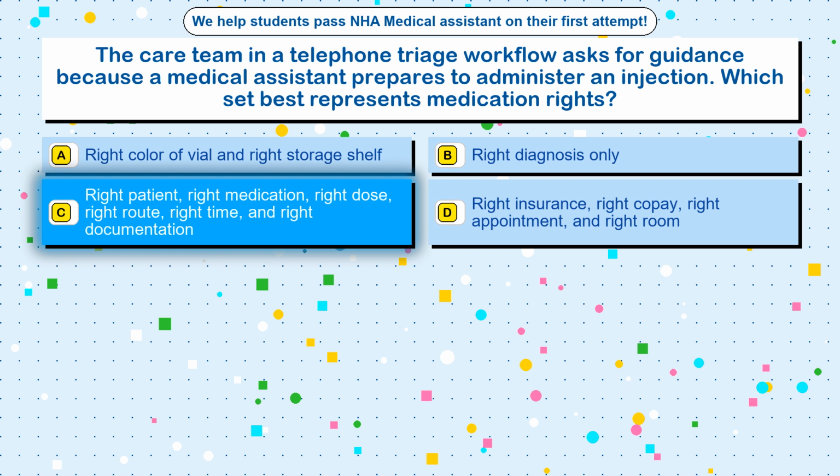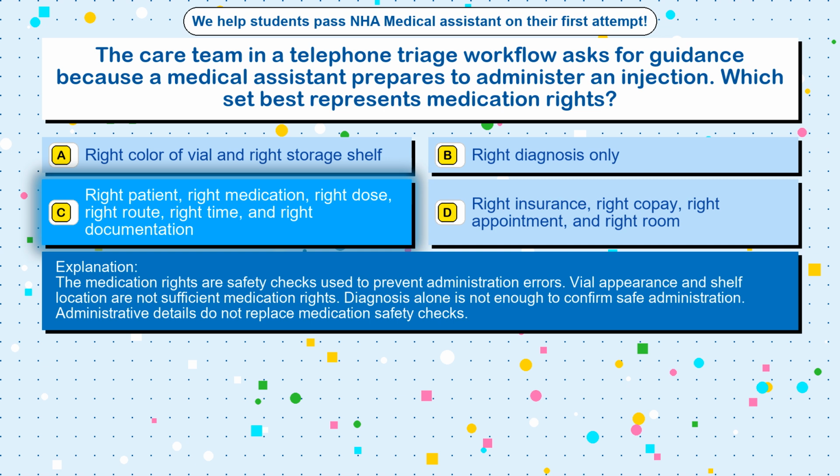The correct answer is option C, right patient, right medication, right dose, right route, right time, and right documentation. The medication rights are safety checks used to prevent administration errors. Vial appearance and shelf location are not sufficient medication rights. Diagnosis alone is not enough to confirm safe administration. Administrative details do not replace medication safety checks.